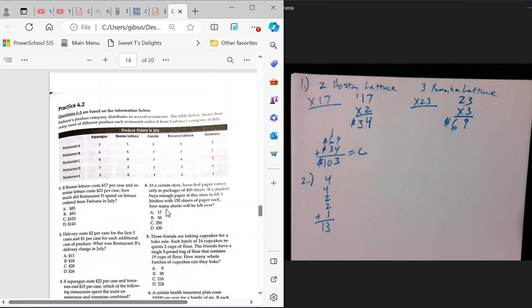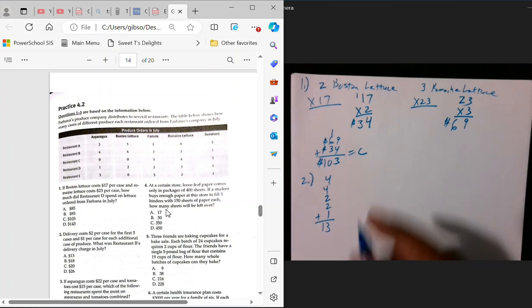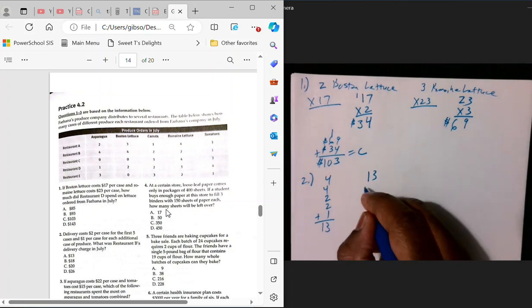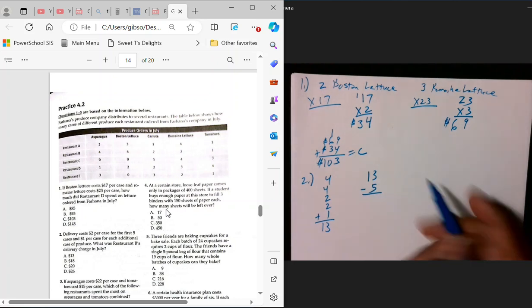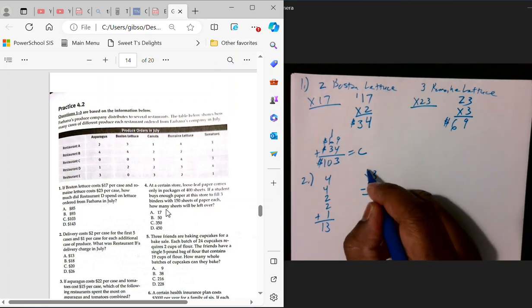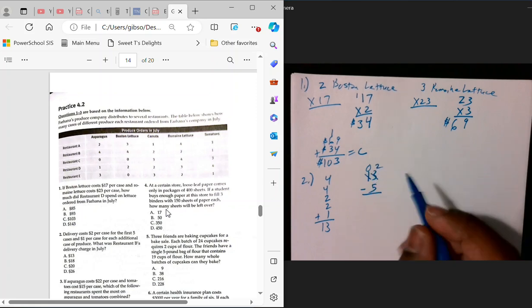So again, this is Restaurant B. All right, so now we want to figure out the cost. It says the first 5 cases cost $2 per case, and then $1 per case for each additional case of produce. So what we need to do is take this 13 and subtract 5 to see how many cases are past 5. So we'll borrow 1 from this 1 and borrow 1 from 3.